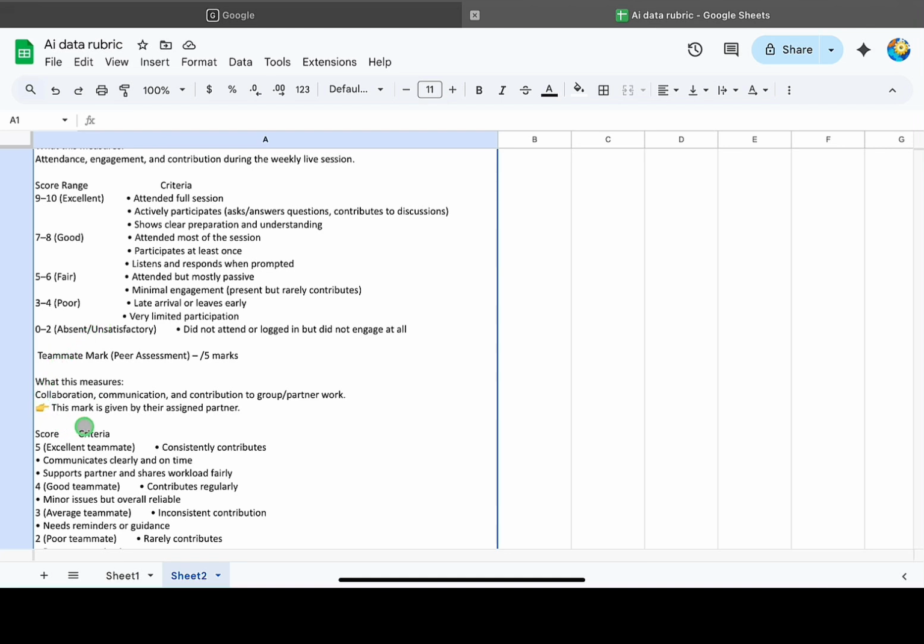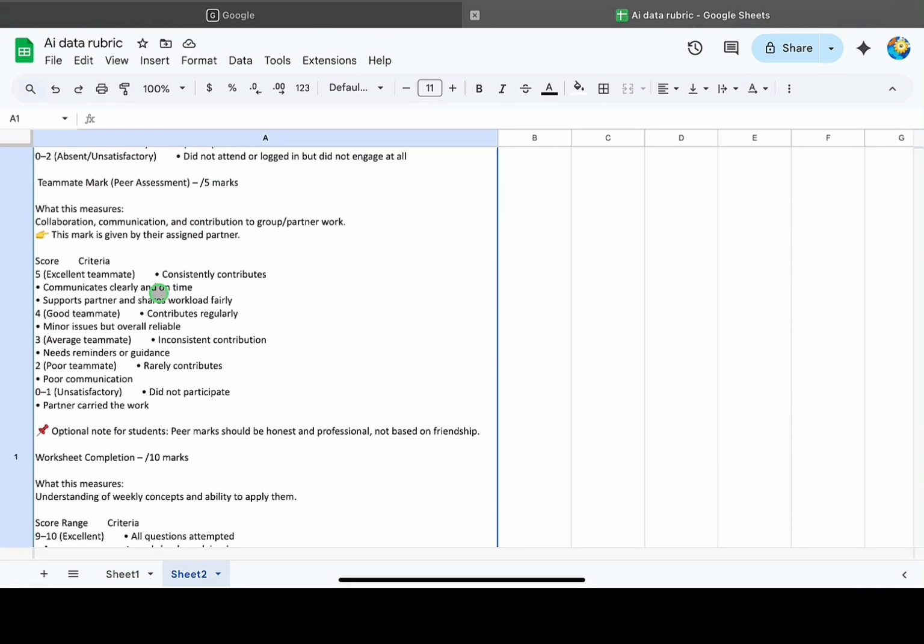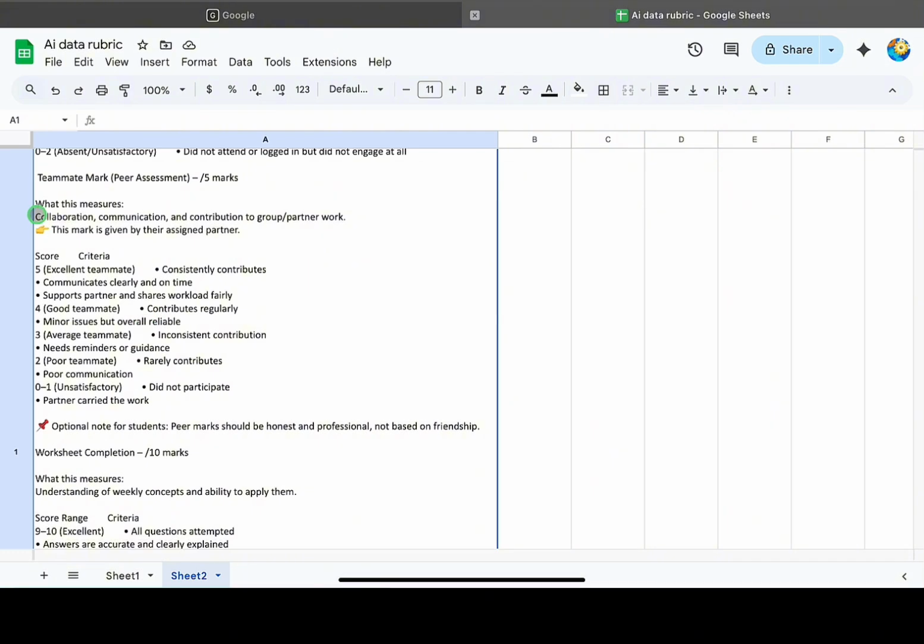participation in the groups that we do have. So this is the other criteria I might look at, let's say if there is an emergency, which you should communicate, right? Then we're going to look at the teammates mark. So this mark is given by your assigned partner, right?